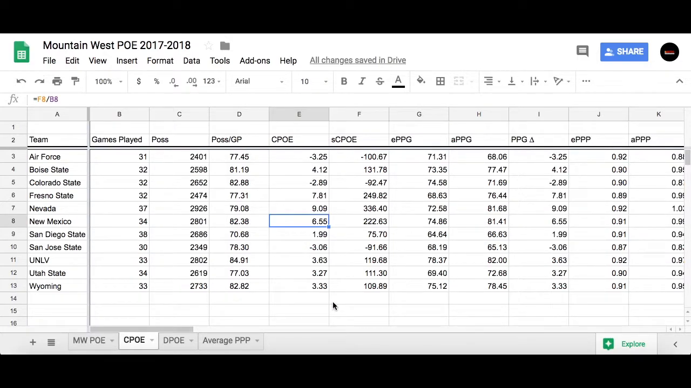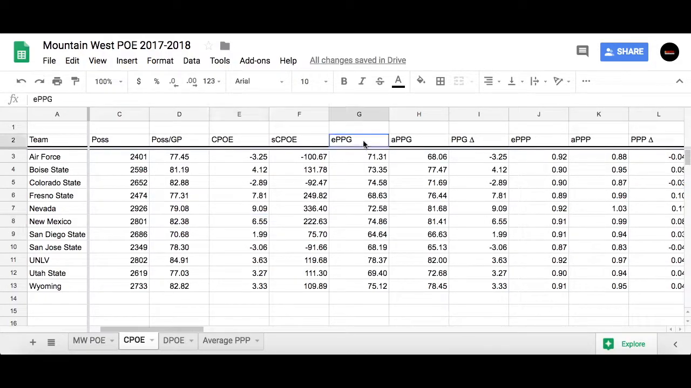Here I have the CPOE chart. Once again, on the left you have all the teams. Coming through, we have the amount of games they played, the amount of possessions they used over the course of the season, the amount of possessions they used per game over the course of the season. The real meaty stuff is a little bit further down. Here we have the CPOE, so that just gets transferred over to the next sheet.